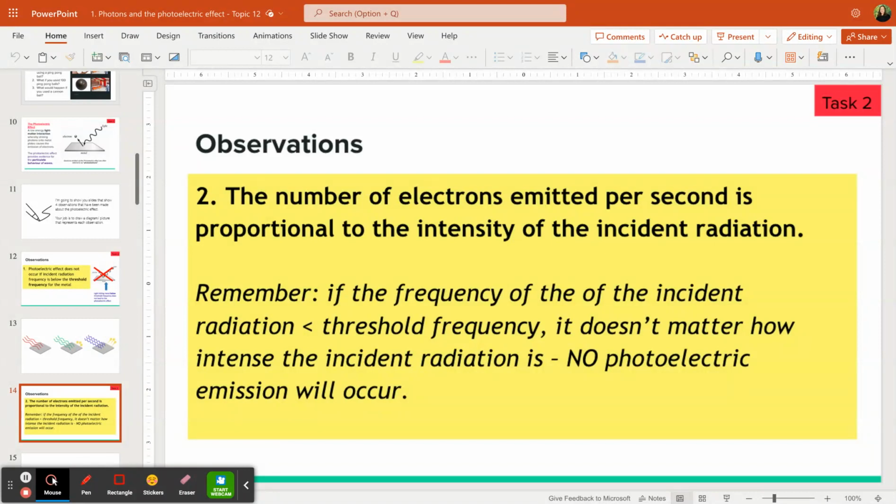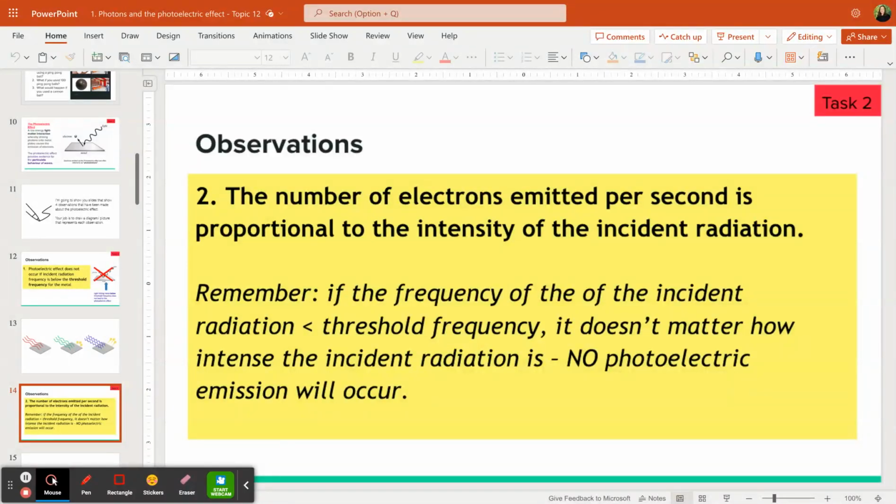Observation number 2 is that the number of electrons emitted per second, and we can count this, is proportional to the intensity of the incident radiation. I should specify that intensity is power per unit area. Power is energy over time. So basically what we're saying is the intensity is a measure of how much energy per second is reaching a surface area of metal.